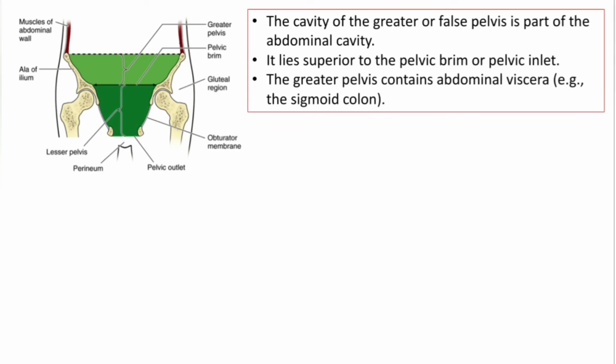The cavity of the greater pelvis or false pelvis is part of the abdominal cavity. It lies superior to the pelvic brim or the pelvic inlet, which I mentioned previously, but I'm going to tell you more about it again this time. The greater pelvis contains abdominal viscera, for example, the sigmoid colon.